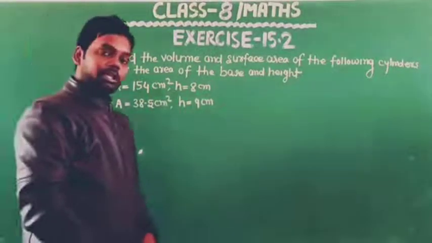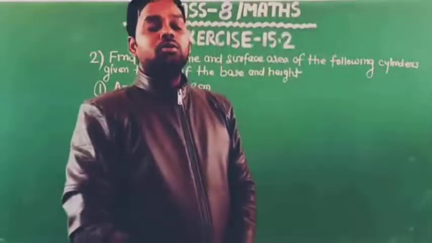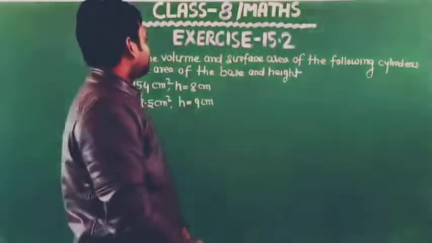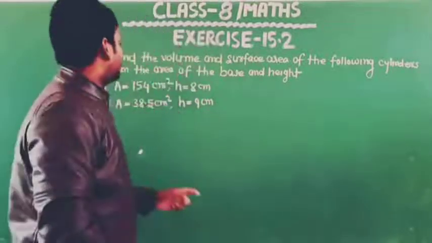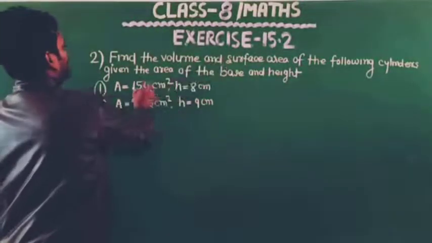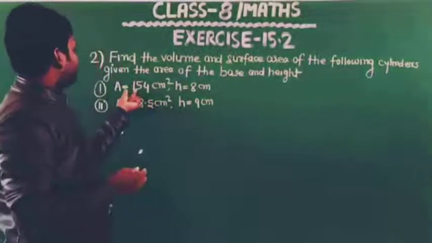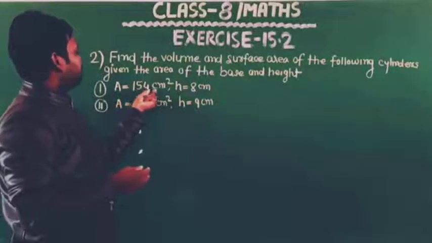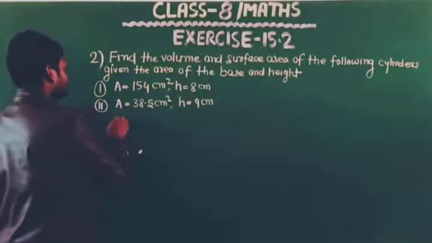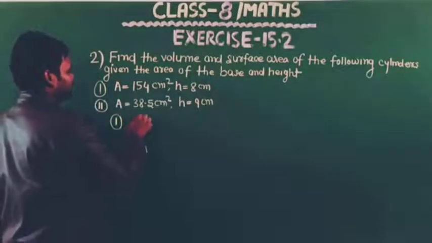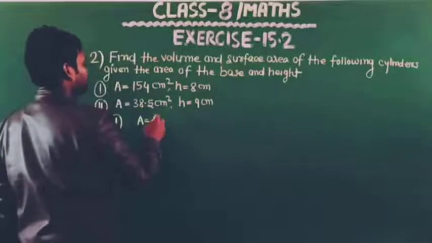Okay, so dear children, in this question we have to find the volume and surface area of a cylinder whose area of the circular base and height are given to us. The first part: area of the circular base A equals 154 centimeter square, and height equals 8 centimeter.